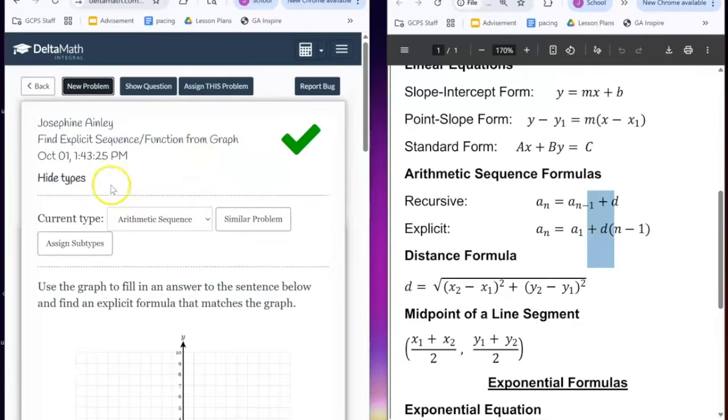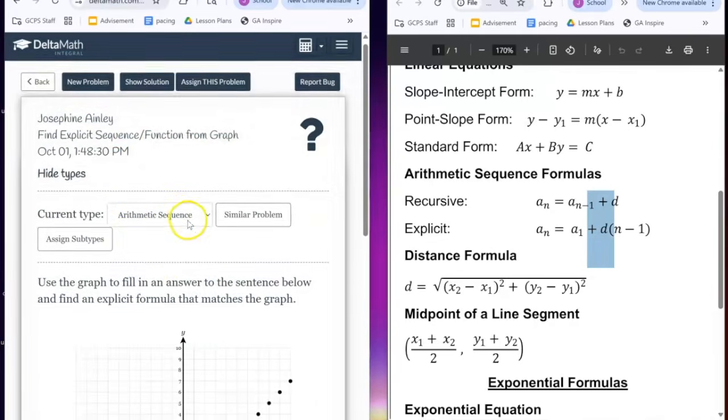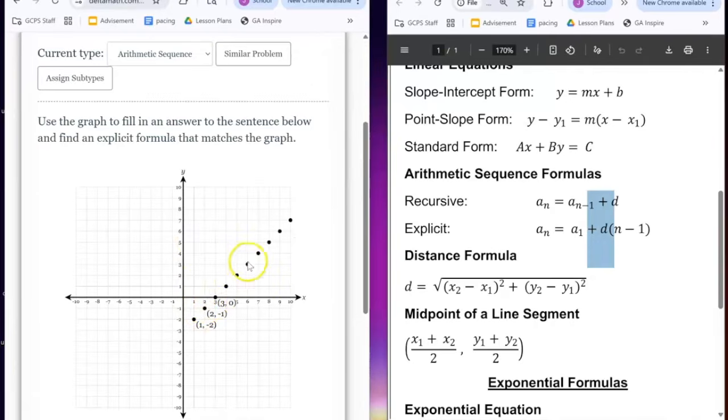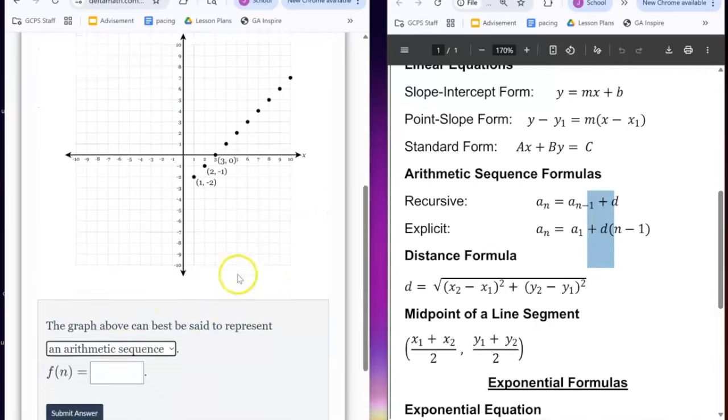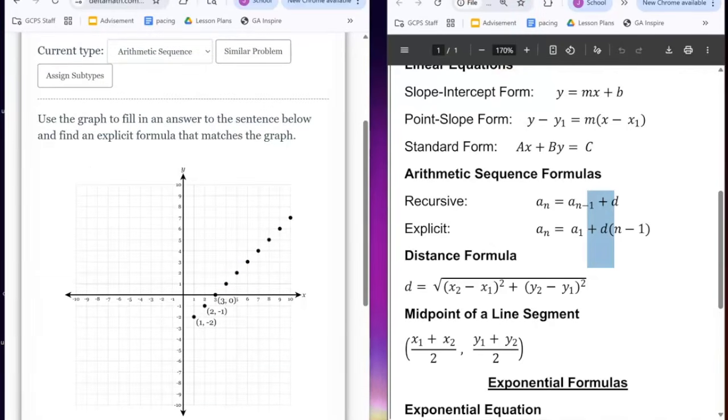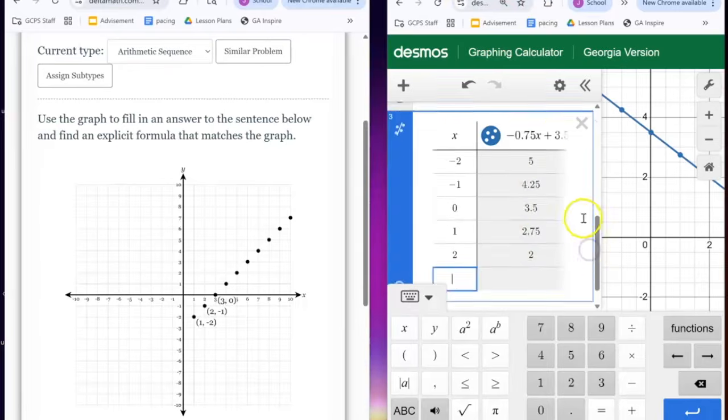Okay, so I'm going to do another sequence one, just to make sure. Again, remember, sequence ones are discrete values. In other words, the graph is not connected, so it is not continuous. So this is an arithmetic sequence, because that's the only sequence we've done so far, so there is no choice there.